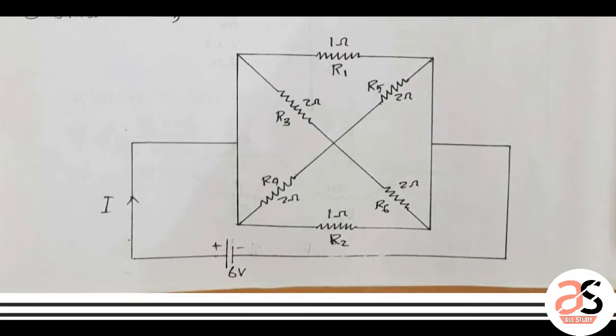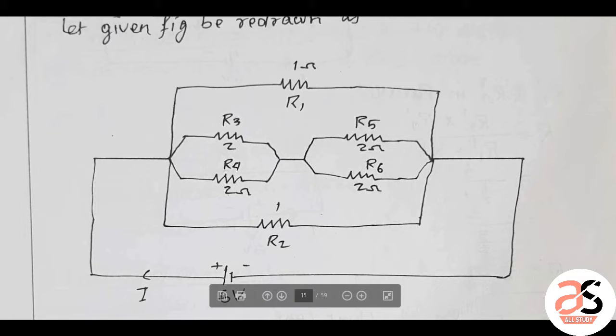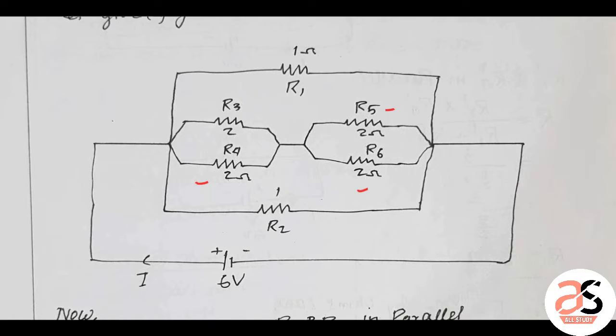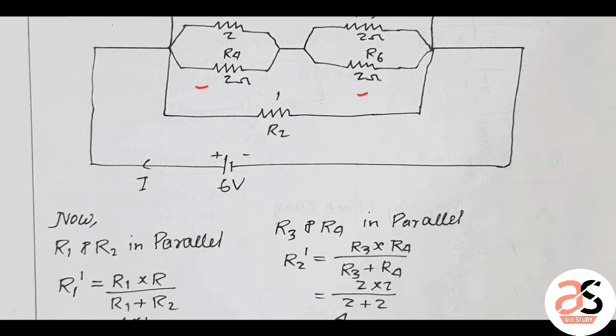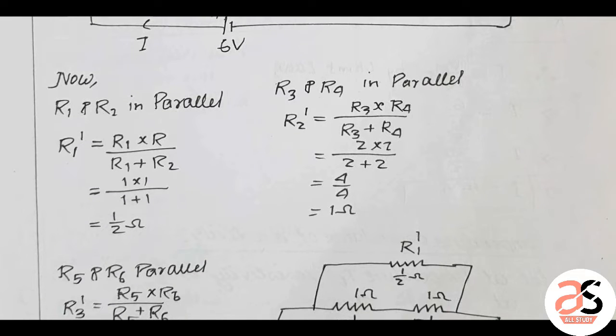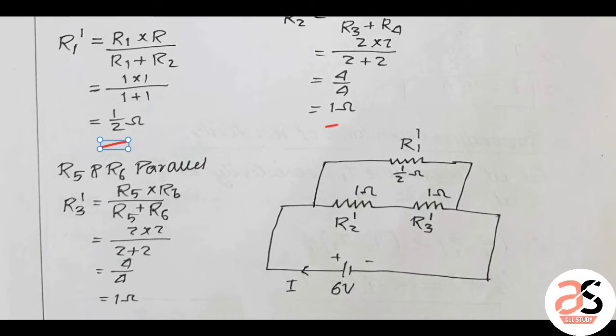This figure can be changed like this. This is R1 and this is R2. So this is R3, R4, R5 and R6. Now these two are in parallel and these two are also in parallel. So here R1, R2 parallel, R3, R4 they are in parallel. First combine these two. So this is 1 by 2 ohm, this is 1 ohm combining.